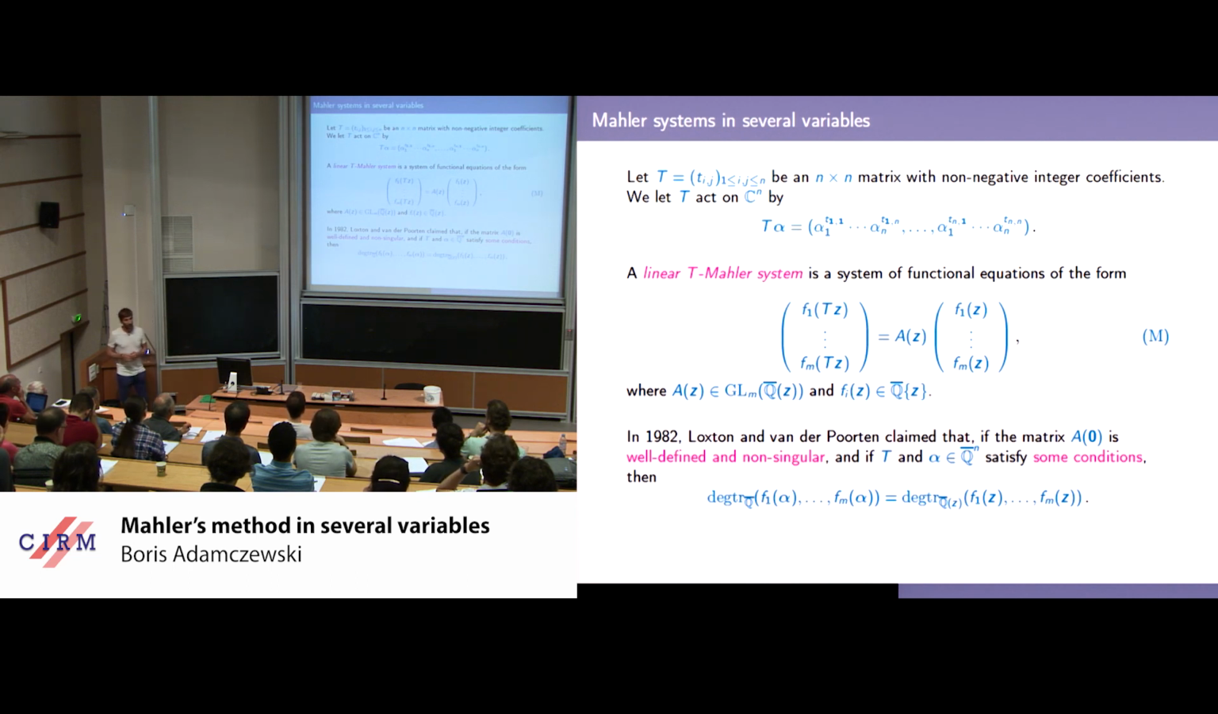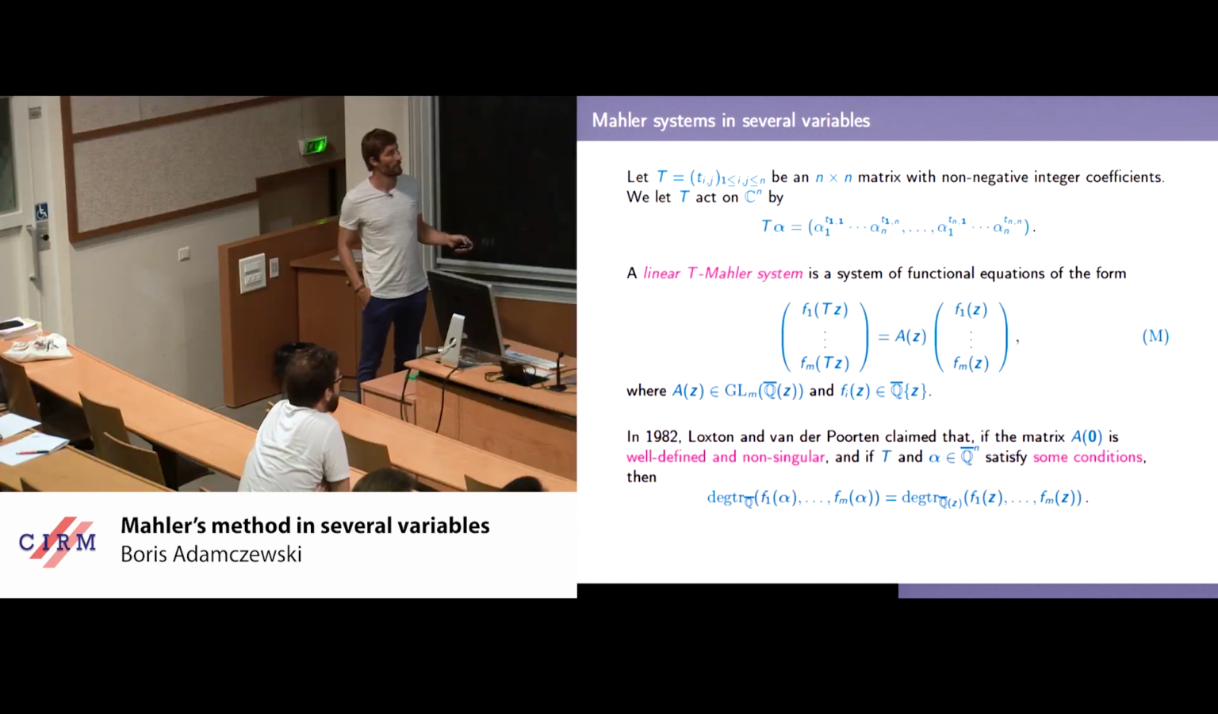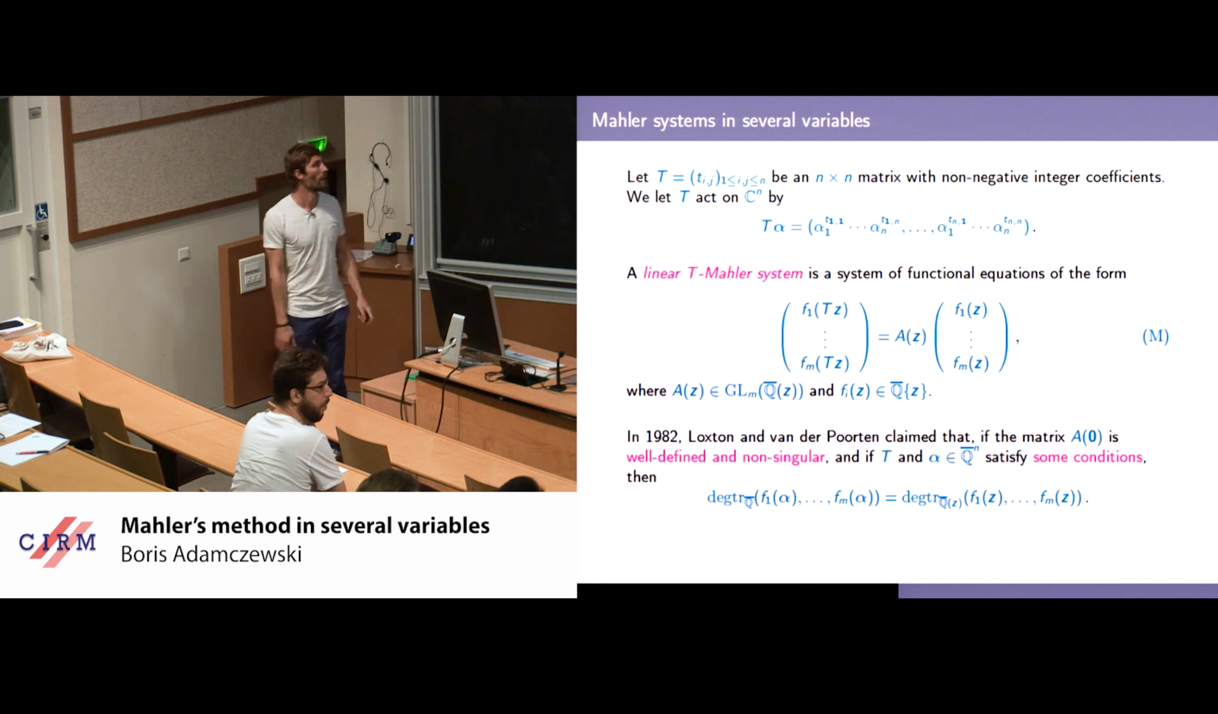And in 1982, Loxton and van der Poorten claimed to prove such results, like the Nishioka theorem, that the transcendence degree of the values is equal to the transcendence degree of the function as soon as t and alpha satisfy some condition. I just don't want to speak about them, but essentially you can argue that these conditions are necessary for Mahler's method to work.